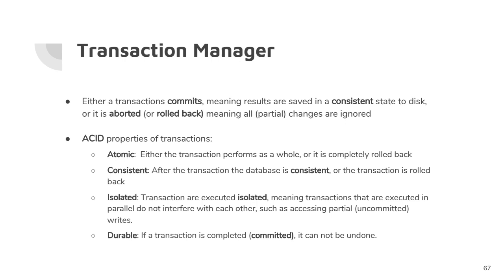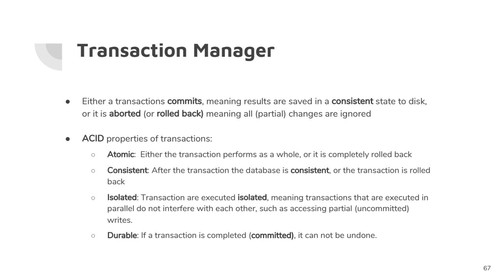So what we have is a transaction manager. The first rule is you have a transaction and either it commits or it's aborted. Commits means all the results are saved on disk in a consistent way, or that's the second case, it's aborted, meaning it's rolled back, meaning all partial changes are undone. So that's what you want. You want all or nothing. Either the withdrawal and the deposit both occur together, or none of both operations occurs.